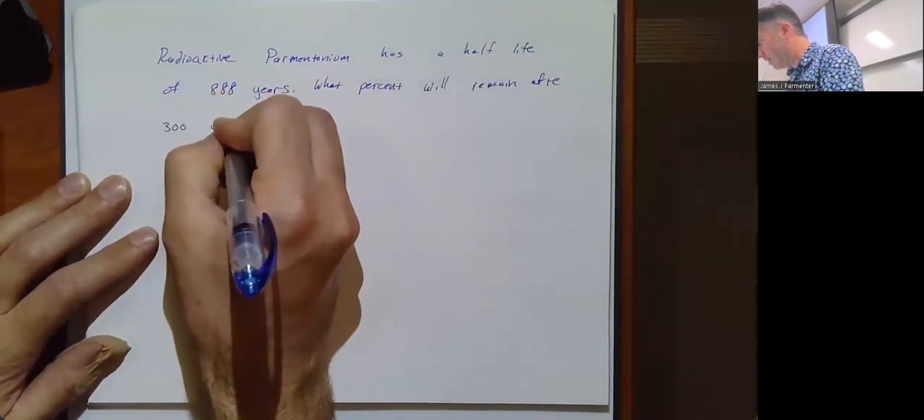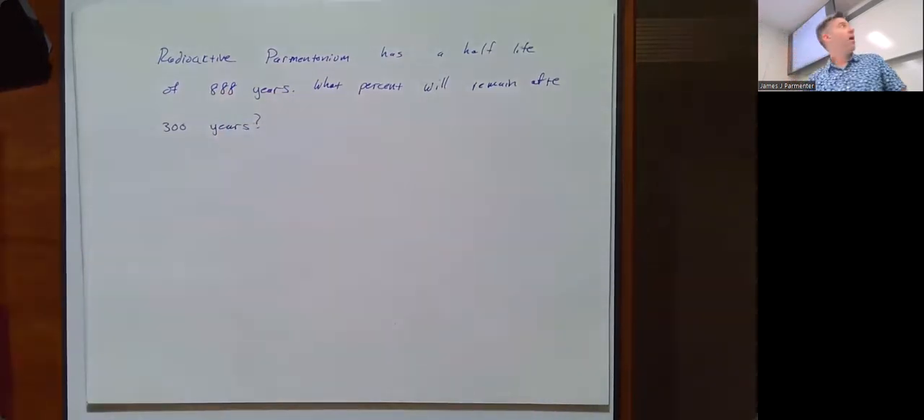And before you write anything down other than what you've already written, I want you to think about some number sense kind of stuff for a second. If it takes 888 years for half of it to dissipate, so you're starting with some amount, after 888 years, half of it would be gone, half of it would be left.